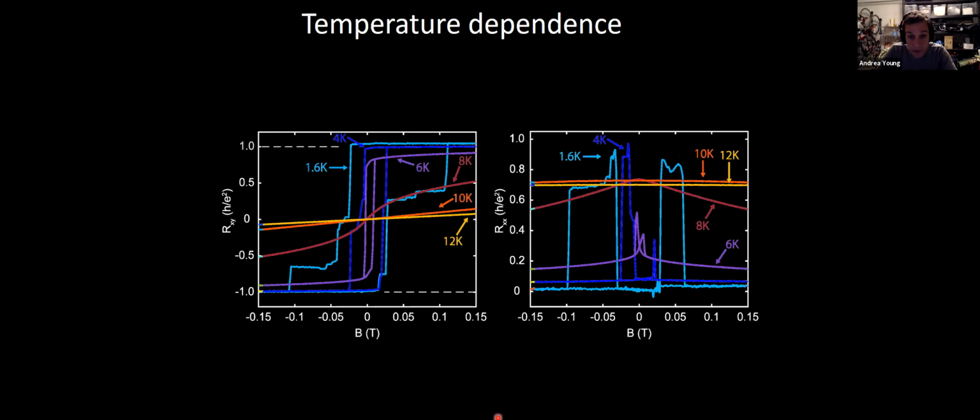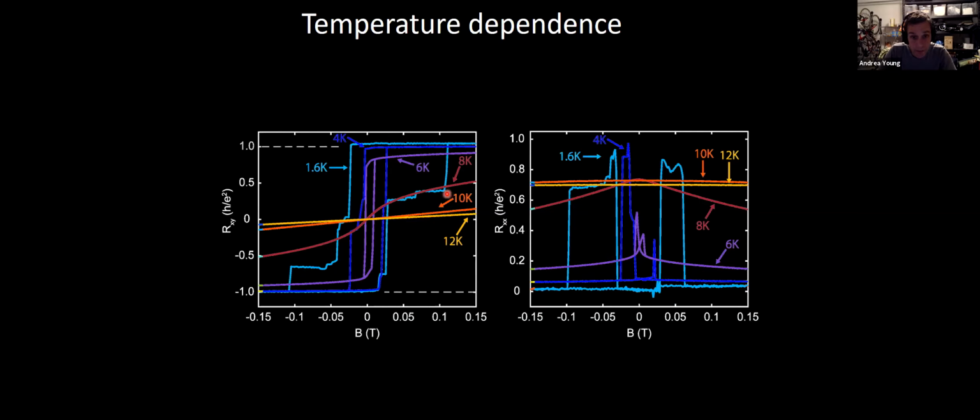Experimentally, there are some very nice features to this. One is that it's actually quite a robust effect. You can see that quantization is quite good at 1.5 Kelvin. It stays good at 4 Kelvin. It starts to degrade around 6 Kelvin, and then it rapidly disappears. And that's true of both the Hall and longitudinal resistance.